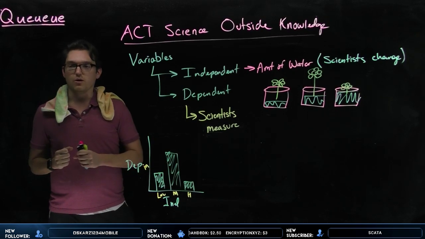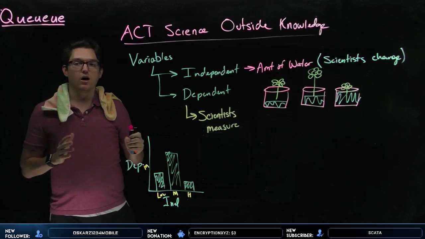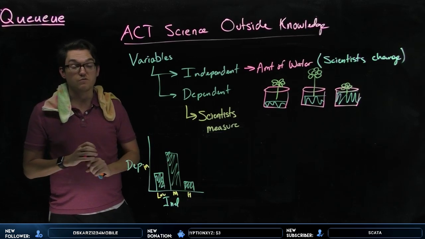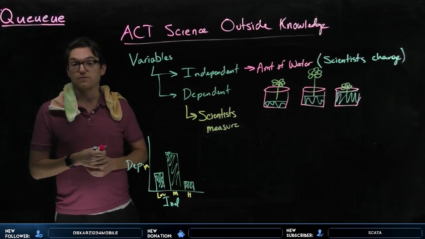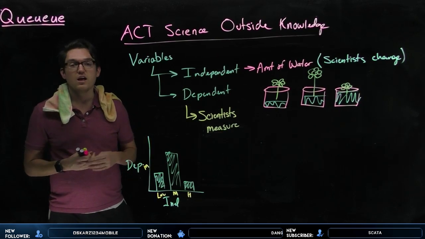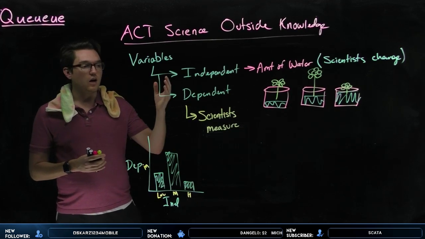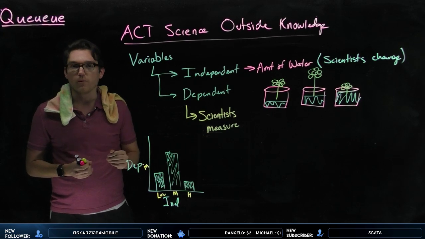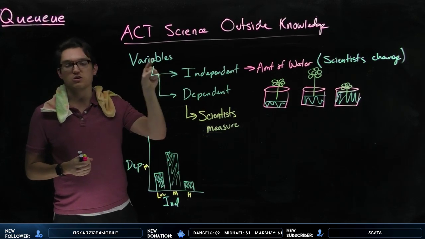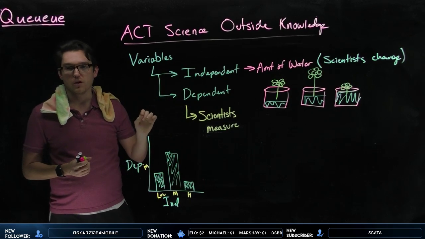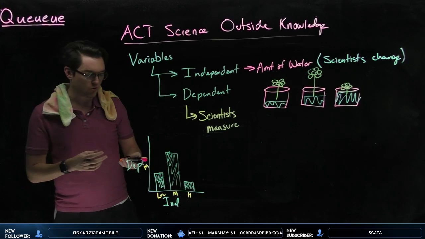Other things you need to know. When you change a variable, you want to keep every other thing the same. Because if there's multiple things changing, if these flowers are in different amounts of light and different kinds of dirt, then there's going to be a bunch of different variables that are going to affect how high these flowers are going to grow. So you want to try to control every possible thing except for the thing that you're changing, which is the independent variable. Okay? So the last thing to know about experimental design is what is called a control group.